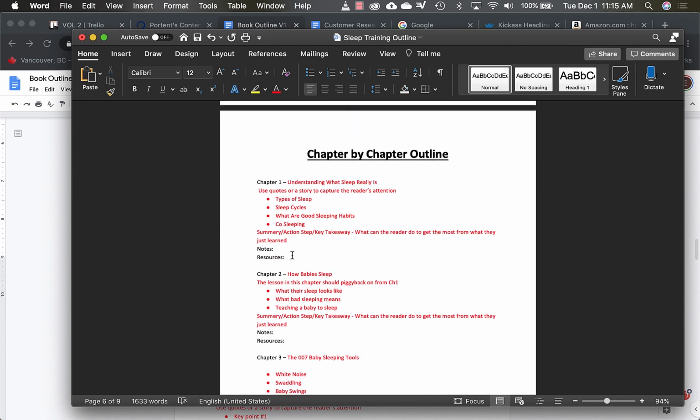And then based on some of the research, and I'll show you where we're going to do the research in a second, right? Understanding what sleep really is, right? Now, I might actually change this to the 7 myths about sleep training. Kind of hook the reader with that right in the beginning. Change up these, but types of sleep cycles. What are good sleeping habits? Co-sleeping, right? These are all things that I found out from doing the research.